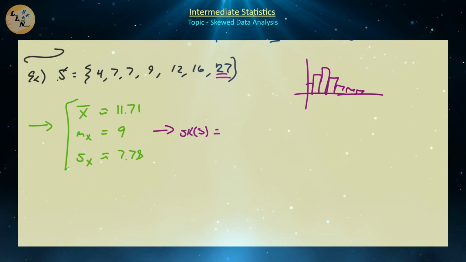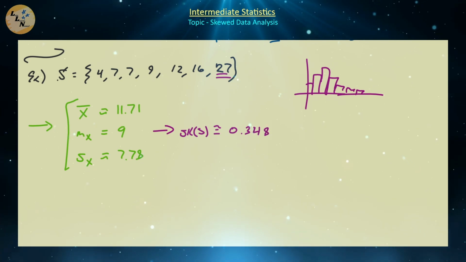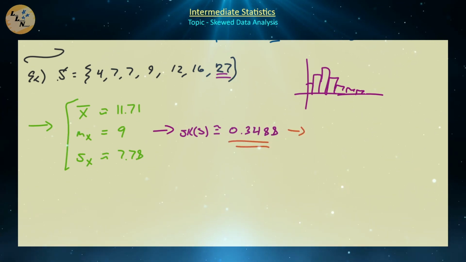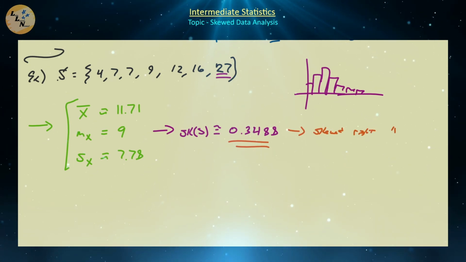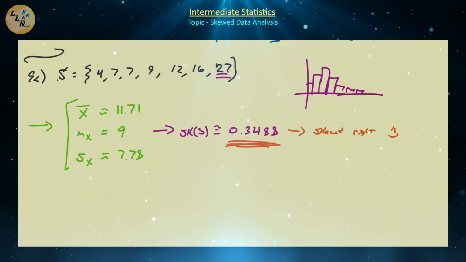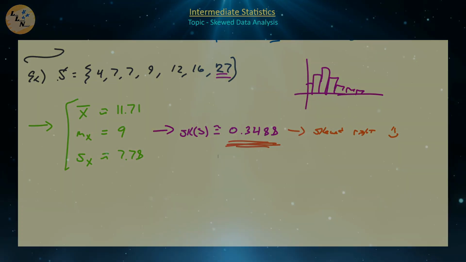So the skewness coefficient is going to be approximately equal to 0.3488. So based on our definitions, we do have evidence to believe that this data set is skewed to the right. One could of course argue that it's relatively close to 0, but it is positive, therefore it has at least some small right skewness in the data set.